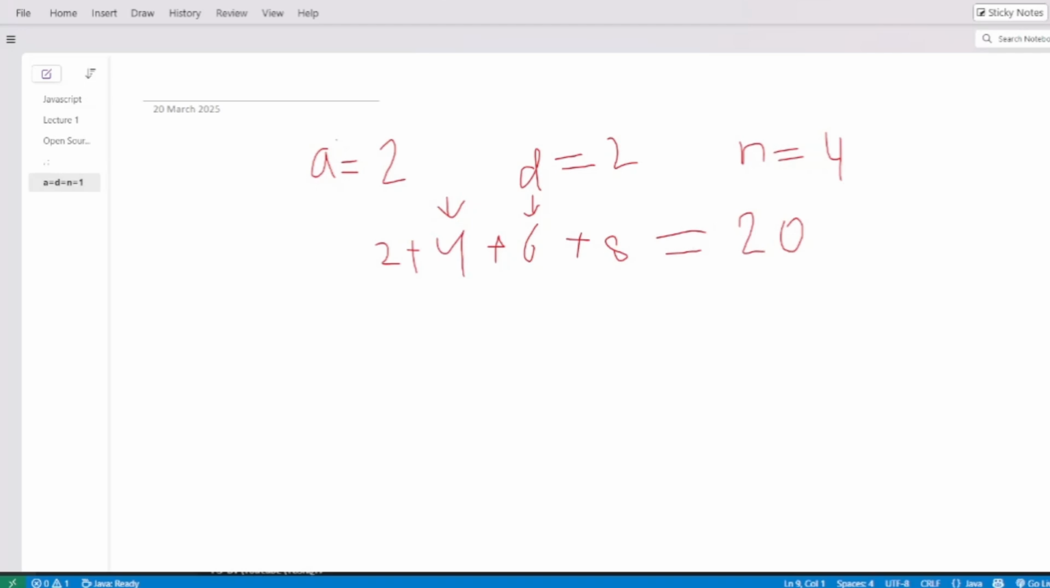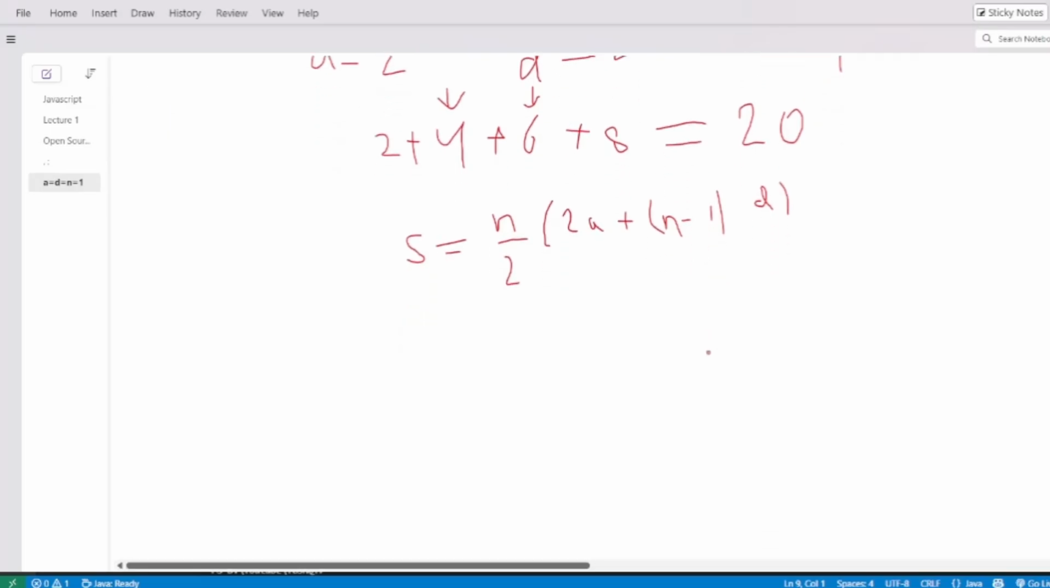For the optimal approach, we have a formula for the AP series. What is the formula? The sum S is equal to n by 2, I think you read this formula in your 10th standard, n by 2 times the bracket of 2a plus (n minus 1) multiplied with d. Now we try to find the sum according to this formula.